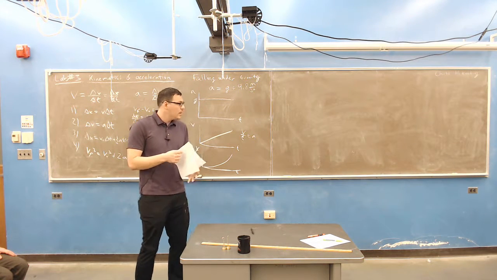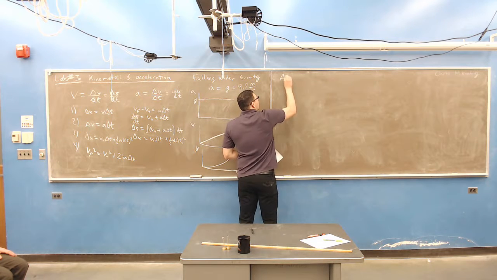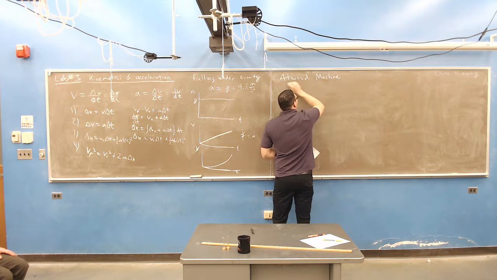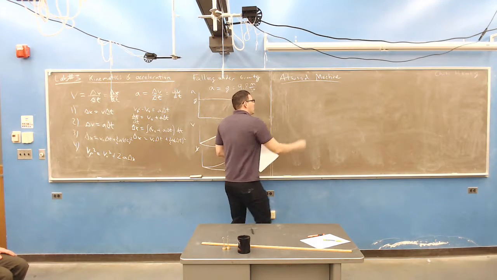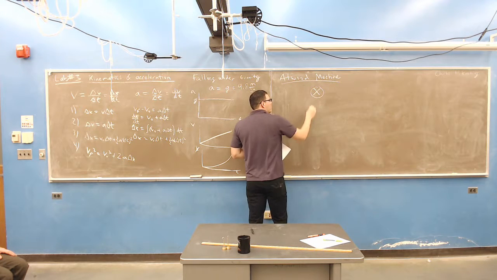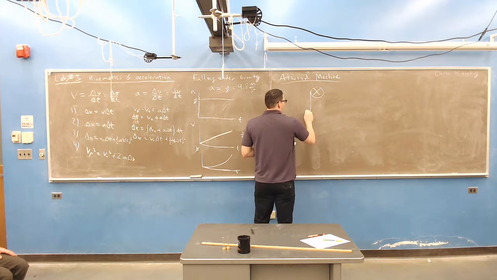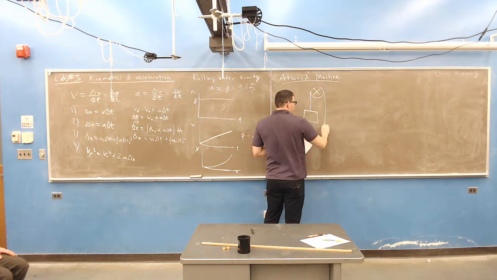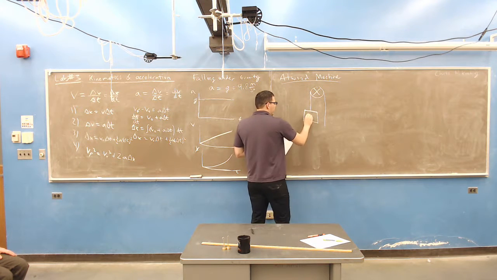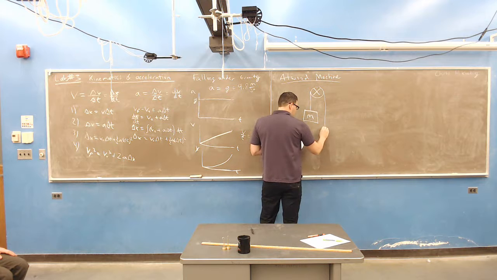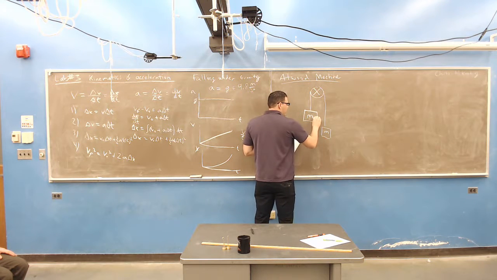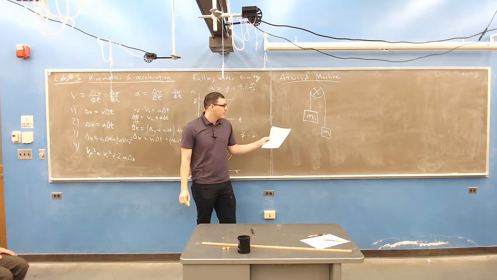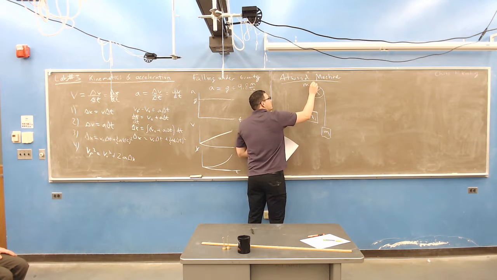All right, let's move on to the Atwood machine. The Atwood machine has a pulley that you put a string around, and then you hang some weights from. So here's a mass. Here is a smaller mass. I'm going to call this mass 2, and this one mass 1, because they're not necessarily the same mass. In fact, they'll be different. So mass 2 is greater than mass 1.